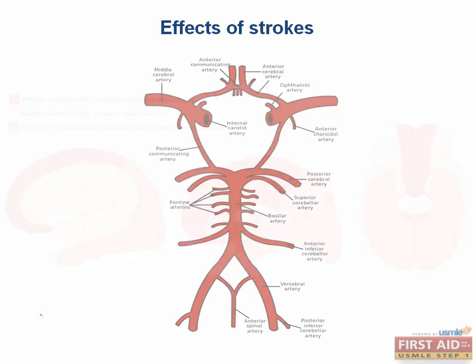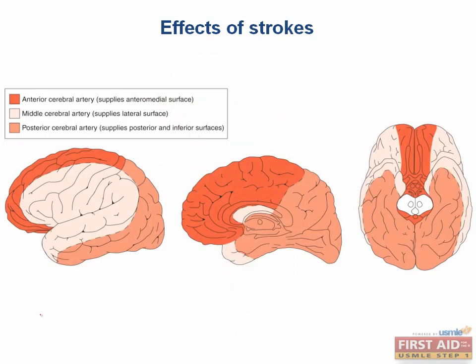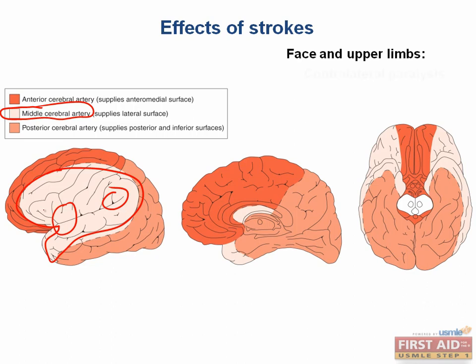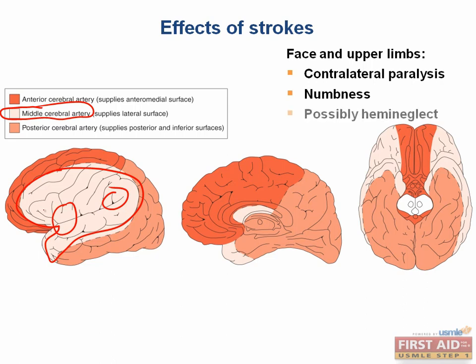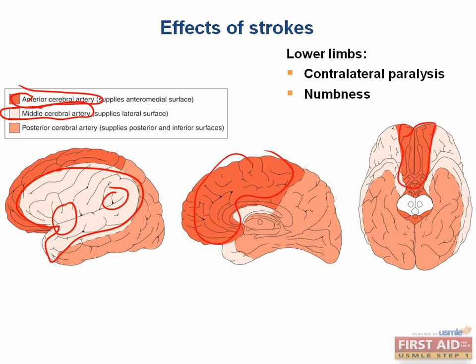So let's start with the anterior circulation. The MCA, as we've discussed, supplies the lateral surface of the brain. So you should expect that the motor and sensory cortices will be affected, along with Wernicke and Broca's area. Now, this will give you contralateral paralysis, numbness in the upper limb and face, and possibly hemineglect. The ACA, anterior cerebral artery, is much more medial, and so you should see effects on the motor and sensory cortices that supply the lower limb.